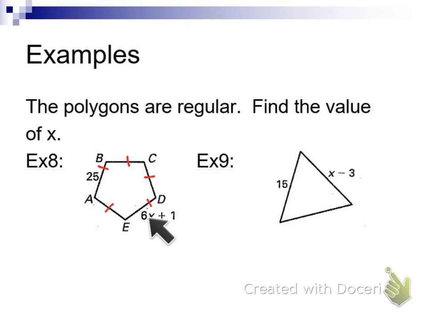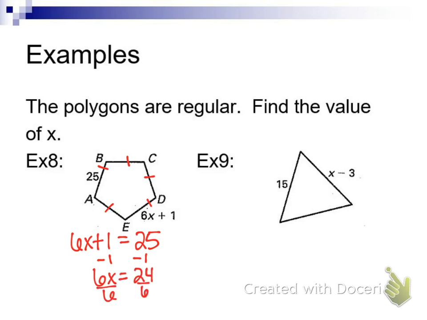So we have a side that was labeled 6x plus 1. And we have a side that was labeled 25. If it's equilateral, those sides have to be equal to each other. How am I going to solve it, Martez? Subtract 1 and then do what? Divide by 6. What do I get for x? X equals 4. Questions about number 8?